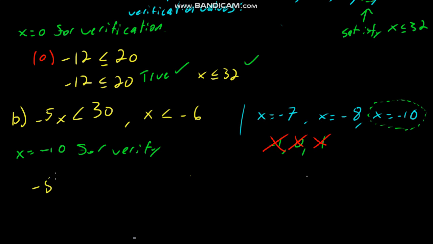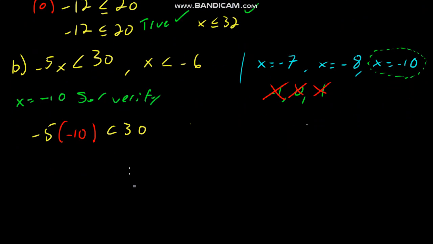Anytime I see an x in my original equation, I'm going to replace it with -10, just like we always would have done for verifications. Let's multiply these two numbers out and carry it out to see what we get. -5 times -10 is 50, is less than 30. Is this a true or false statement? Is 50 less than 30? No, this is false.